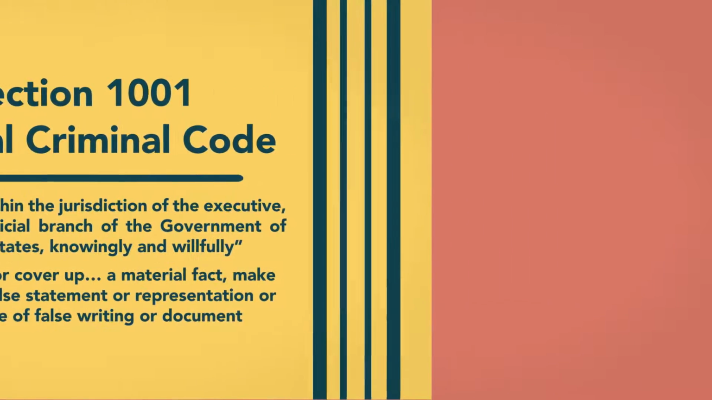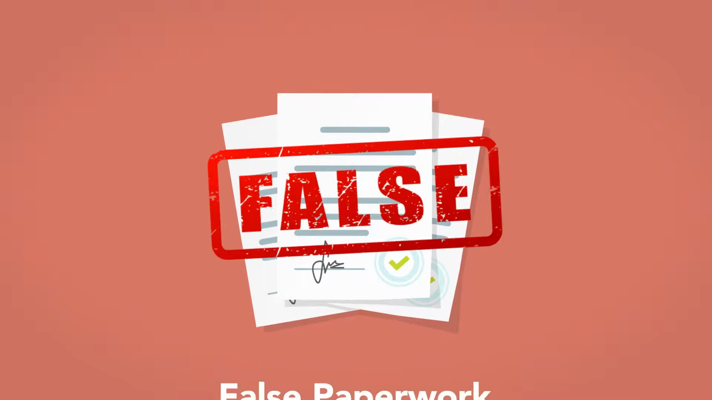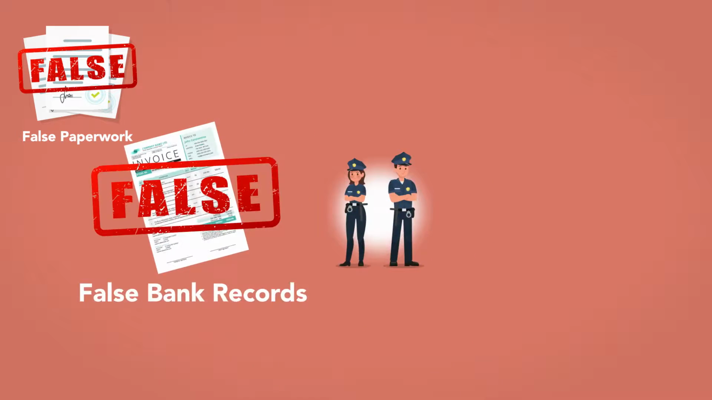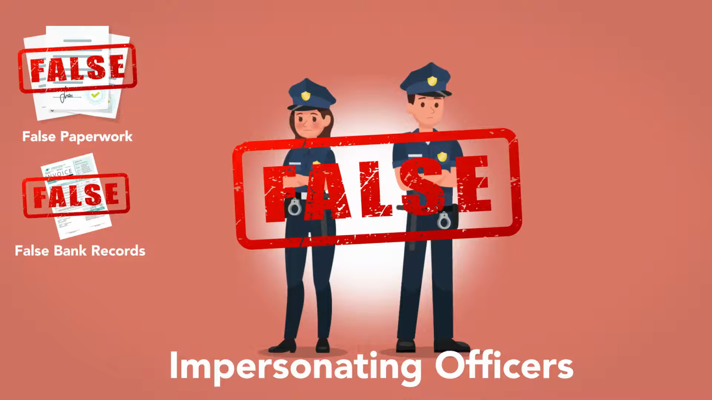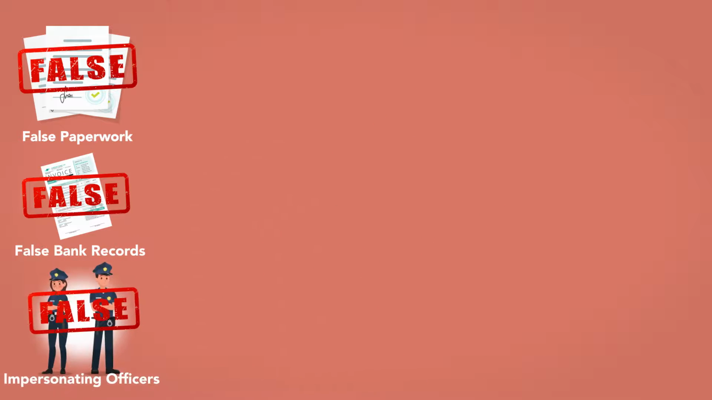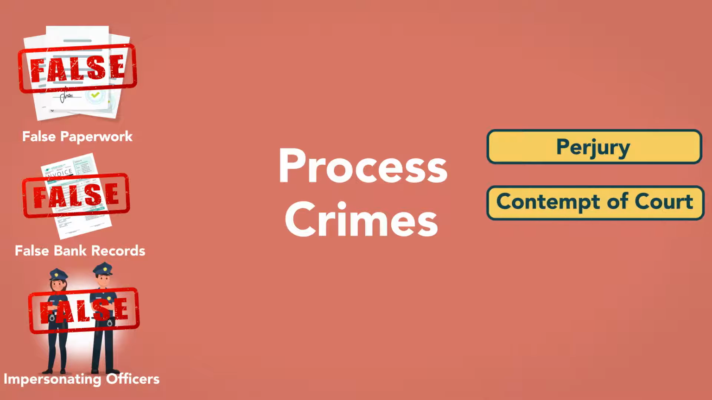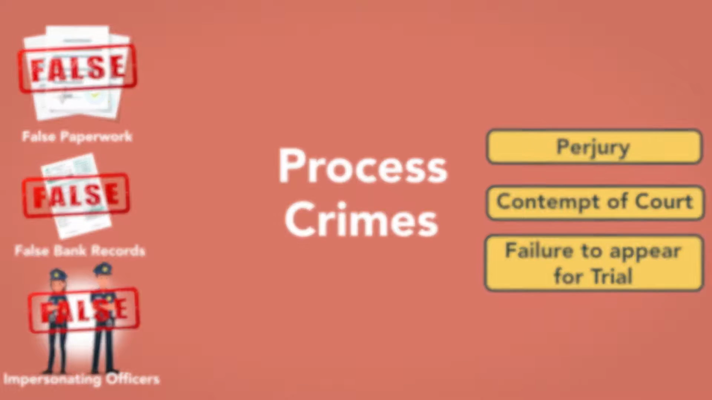Other federal statutes make crimes of possessing false papers to defraud the government, make false bank records and entries, impersonating officers of the United States, and similar deceptive behavior. These are part of a broad category of process crimes that interfere with government procedures. These also include perjury, contempt of court, and failure to appear for trial.